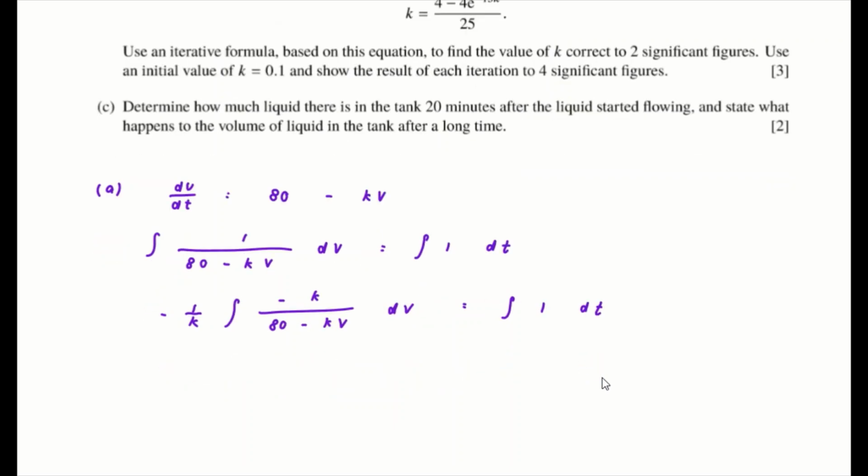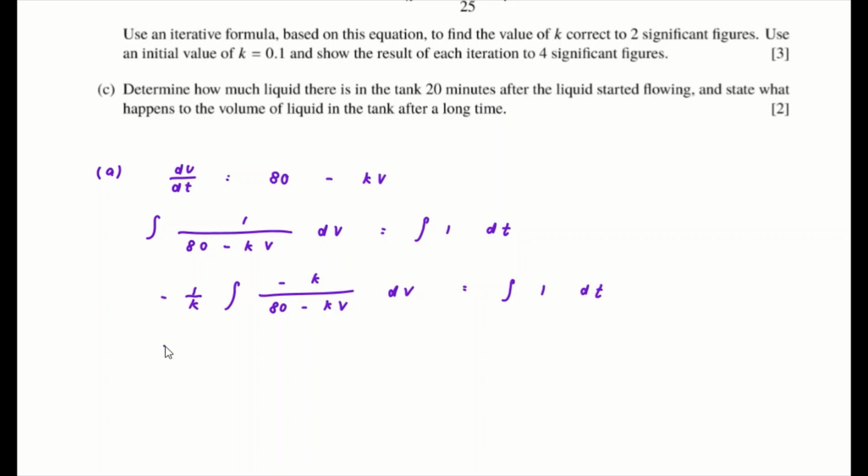Now we can start the integration. Negative 1 over k ln of 80 minus kV. I hope that you can see it. Basically 80 minus kV, after you differentiate, you get negative k, so that's f prime x over f x, which gives ln of 80 minus kV. That equals the integral of 1 with respect to t, which gives t plus c.